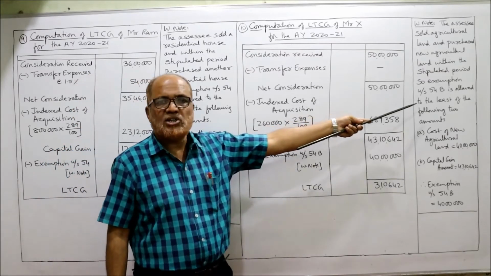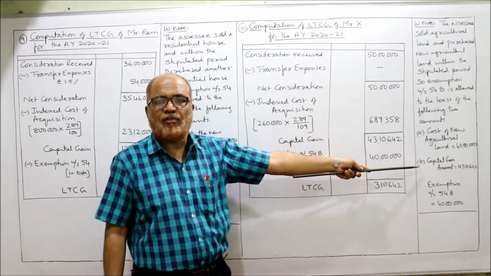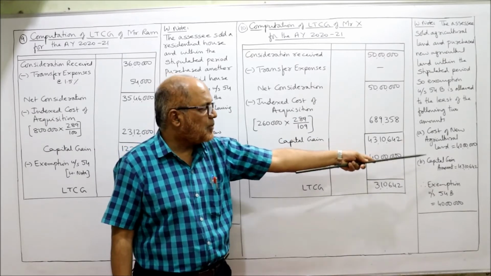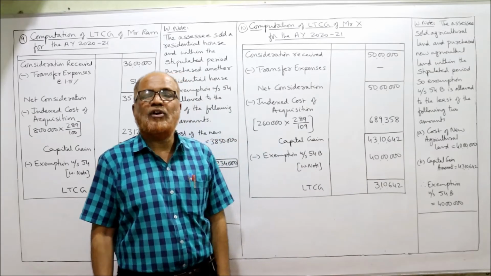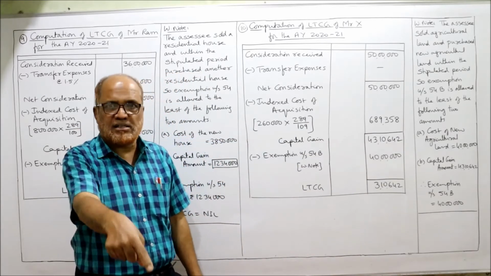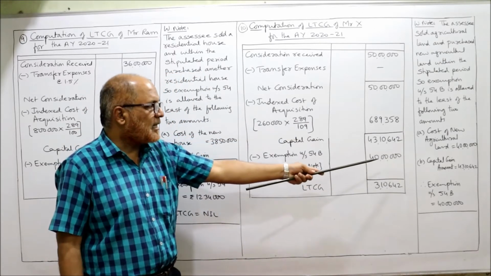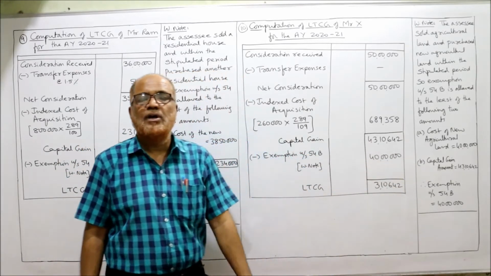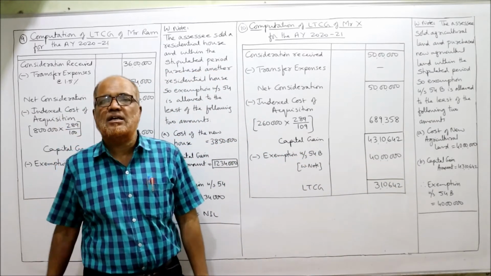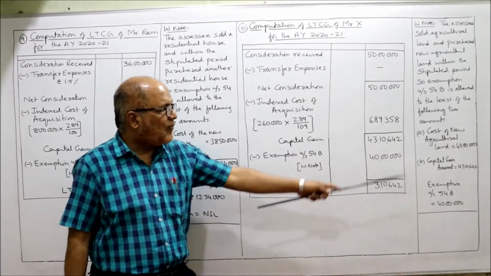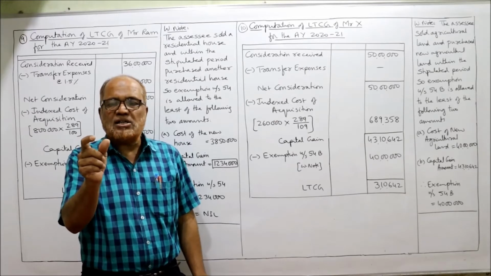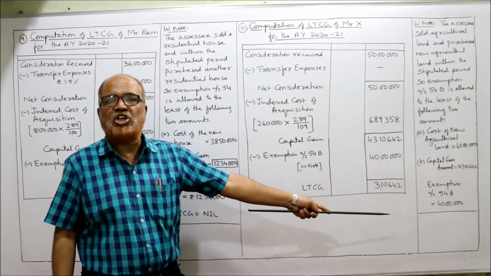So exemption under section 54B is allowed to the least of the following two amounts. The cost of the new agricultural land, that is rupees 40 lakh, given in the problem, and the capital gain amount, 43,10,642. Whichever is least is allowed as exemption. So 40 lakh rupees is the least. So exemption under section 54B is rupees 40 lakh.